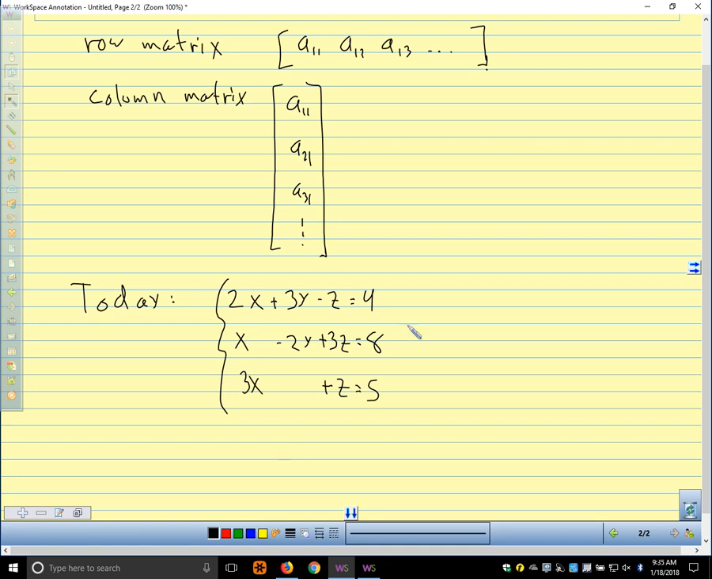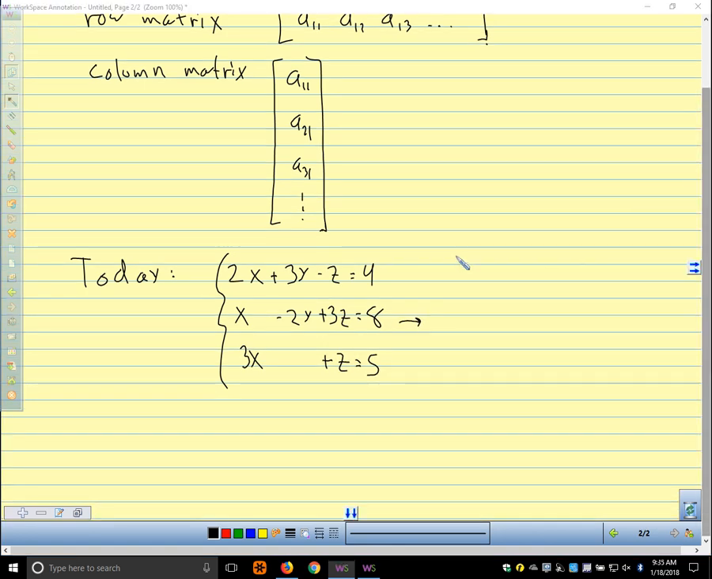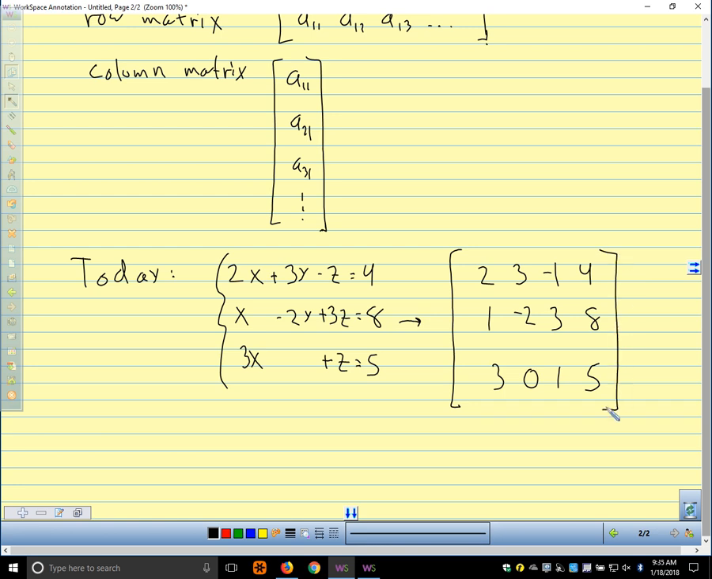What we're going to do is take this and turn it into a matrix. To do that, we just leave off the variables, the pluses, the minuses, and the equal sign. So I would make the matrix 2, 3, negative 1, 4; 1, negative 2, 3, 8; 3, and when I don't have a variable there, I'm going to put a 0 in, 1, 5. And our book, and I like to do this also, will put a dotted line here to separate the part that's with the variables from the part that's just the numbers.